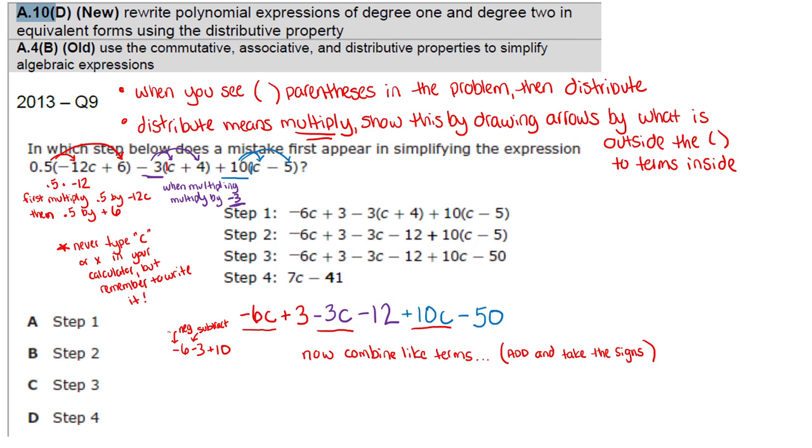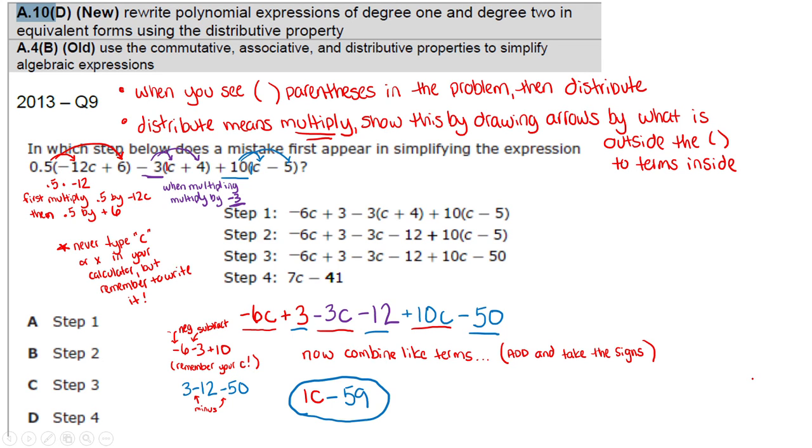But negative 6 minus 3 plus 10 comes out to be 1. Just remember to write your c. Then I have 3 minus 12 minus 50, which comes out to be negative 59. So when I'm typing this in my calculator, this is a minus and this is a minus because those are both second and third terms, not my first term. Only negative if it's my first term.